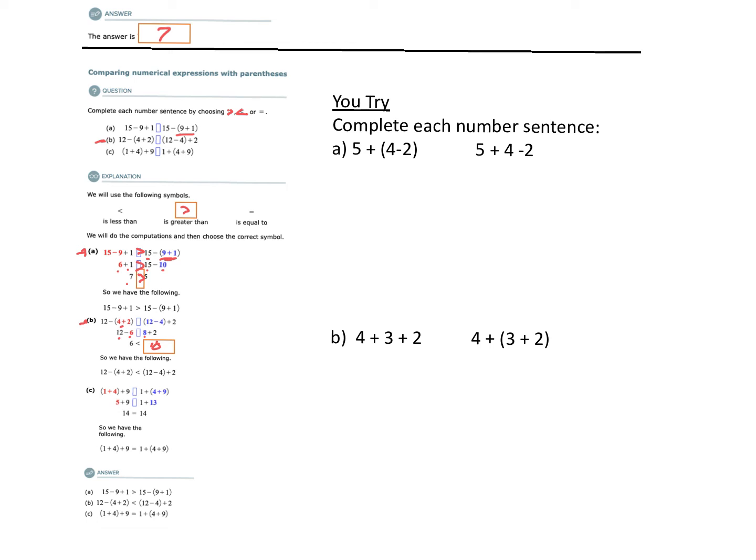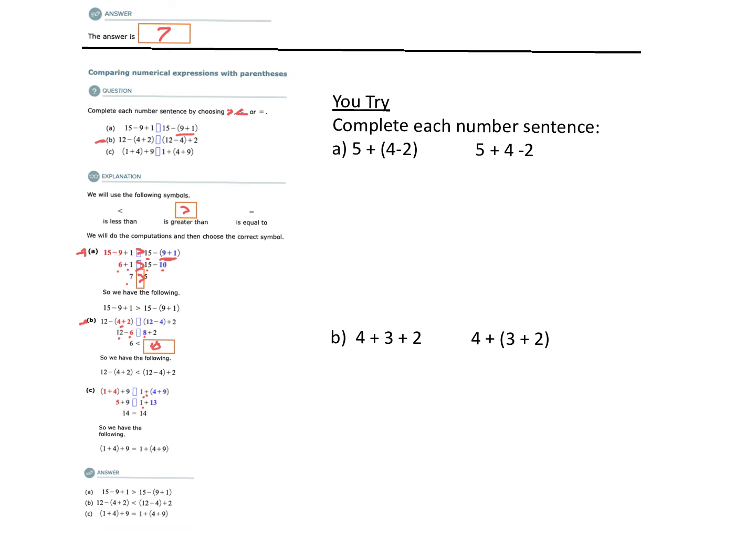The next one, 1 plus 4 in parentheses plus 9, or 1 plus 4 plus 9 in parentheses. Okay, the first one, 1 plus 4 was 5. 5 plus 9 is 14. The second one, 4 plus 9 was 13. 1 plus 13 is 14. 14 equaled 14. They were the same. When you're just adding numbers, the order doesn't matter.